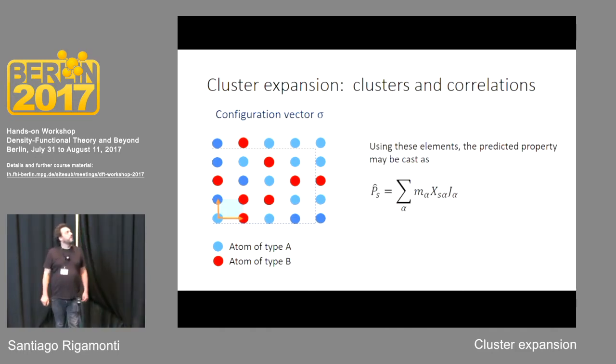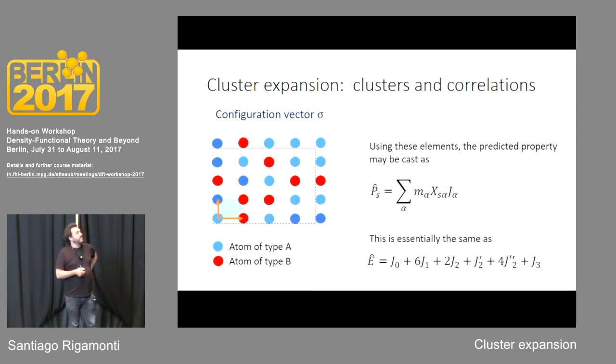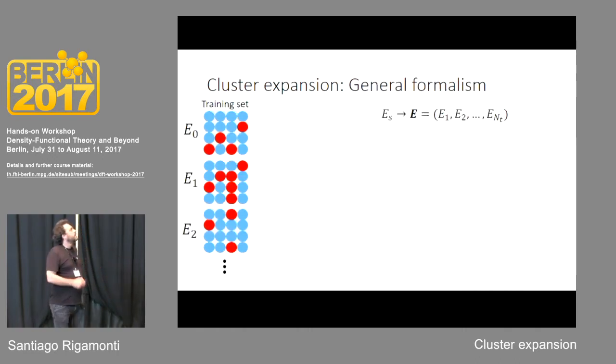So when we have all those elements well defined, we can basically write this expansion in terms of clusters, where you have basically a sum over all symmetrically distinct clusters, the multiplicity of each cluster, the cluster correlations for this structure, and these J's that are the interaction coefficients that we found before. So basically, this is essentially the same as an expression like this one. It's a sum over the different clusters, and these are the multiplicities times the correlations.